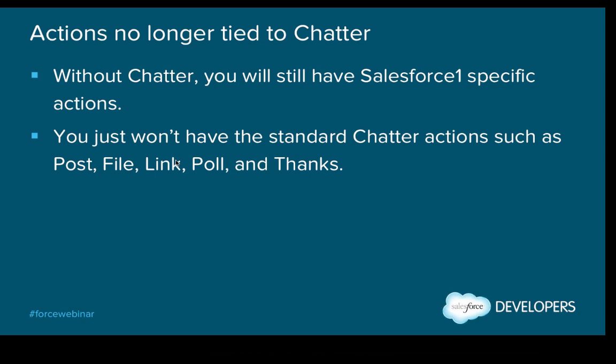So with chatter, what we did is we added this new feature called publisher actions. And these were custom actions that you could add into the chatter feed itself. And then from the publisher actions, we got the global actions and we got the record actions. And so because of that evolution, they've always been kind of tied to chatter. But with Summer 14, we're going to be breaking that knot. And if you don't have chatter enabled in your org for whatever reason, you will still be able to use these custom actions in the mobile application on your records and globally. The only things that you just won't see are the chatter actions like post, file, link, poll, and thanks.